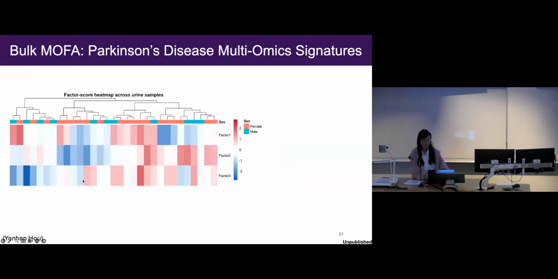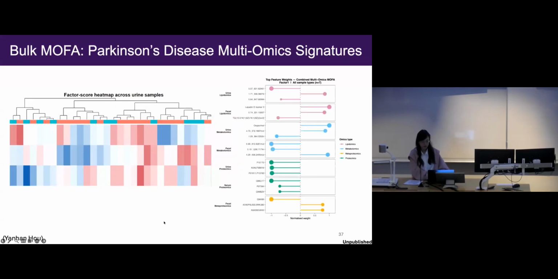Mauro explained a little bit for the previous slide, so I will just give some details. We just want to show that the factor score can help us plot a very good heat map showing urine sample clusters based on their variability. Besides that, you can see on the right, the plots also show the top feature weights for factor 1 across different omic layers, including urine lipidomics, fecal lipidomics, urine metabolomics, and fecal metabolomics, as well as proteomics for both tissues.